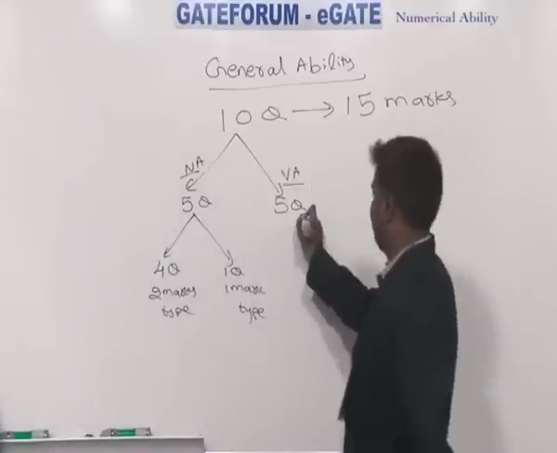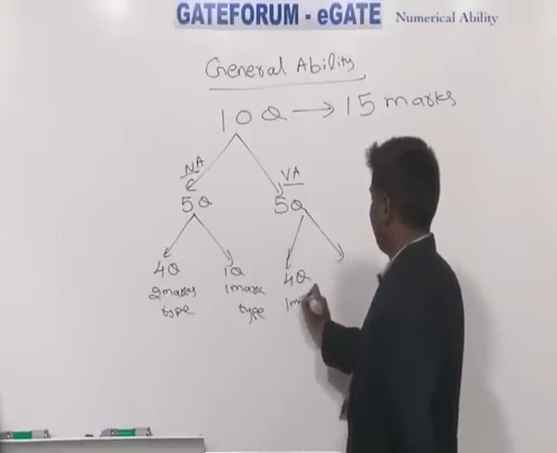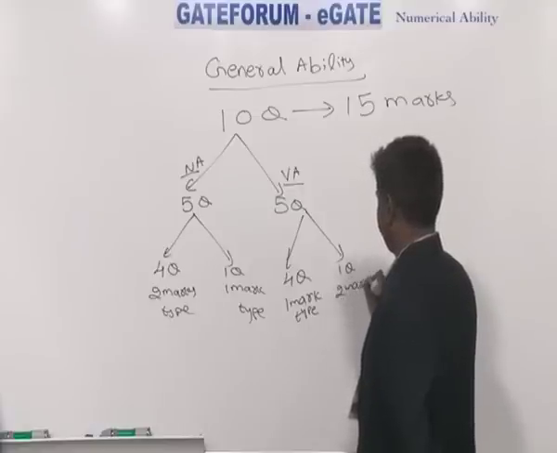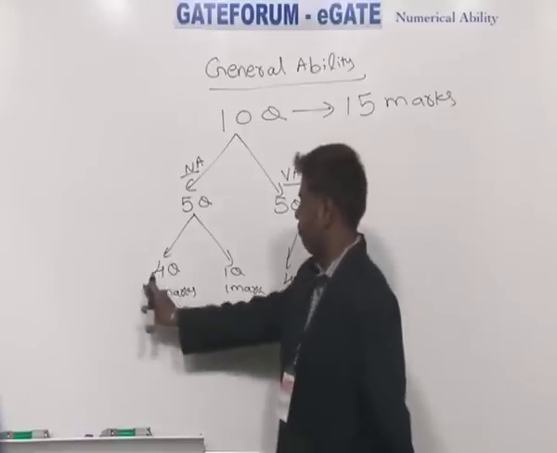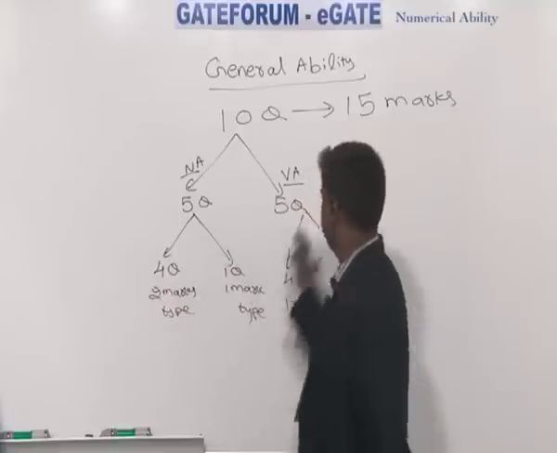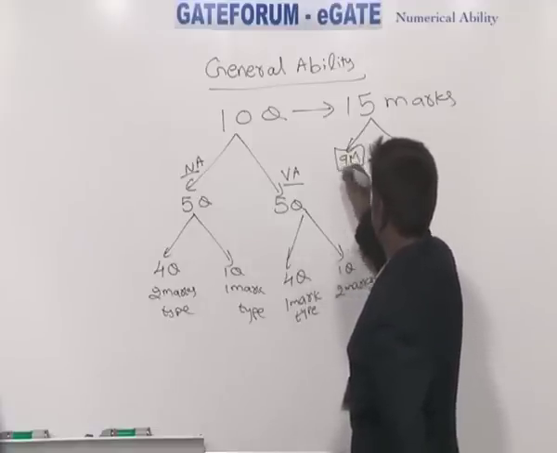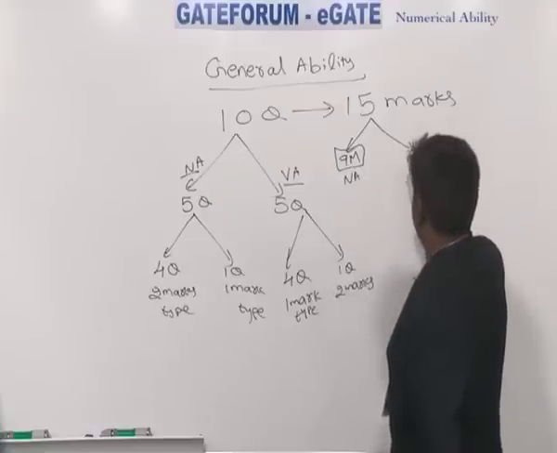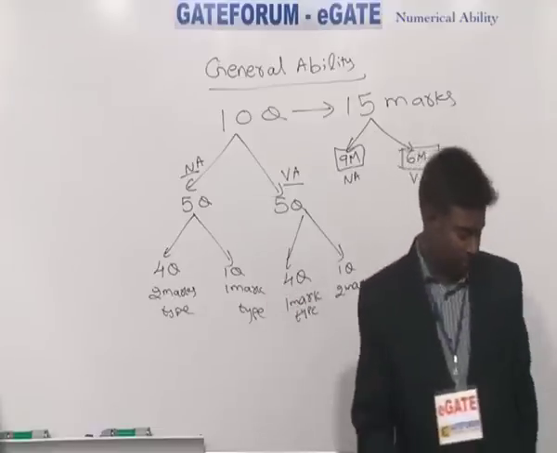Whereas coming to verbal ability, you get 4 questions of 1 mark type and 1 question of 2 marks type. So if you observe, 4 questions of 2 marks type, so 8 marks plus 1 mark. So of this 15, 9 marks is for numerical ability, whereas 4 into 1, 4 plus 1 into 2, 6 marks are for verbal ability. Please take down fast.